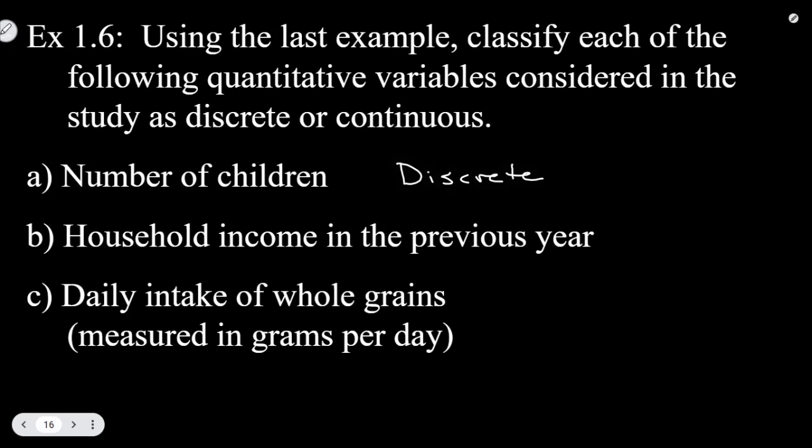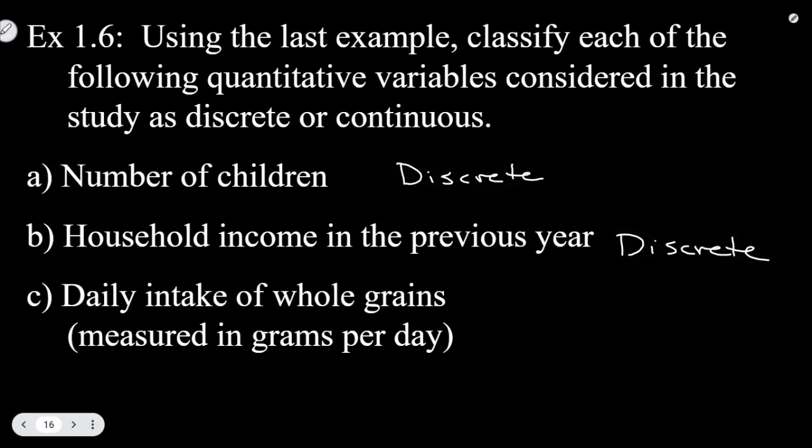Letter B, household income in the previous year. This one could be a little bit tricky. It might seem continuous, but I would say that this one is probably discrete again. The reason I'd say it's discrete is that you're counting the amount of money, and it's not a measurement of something where you can be more and more precise. It's just you have this much income in the household. So that one would also be discrete.